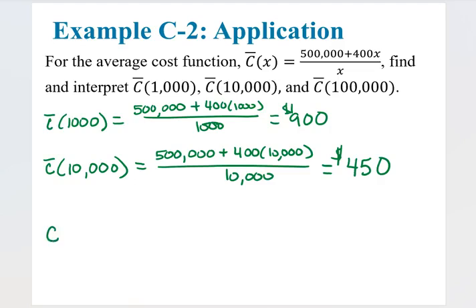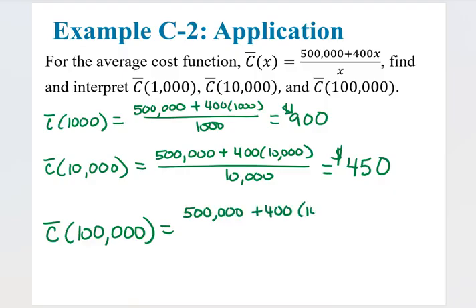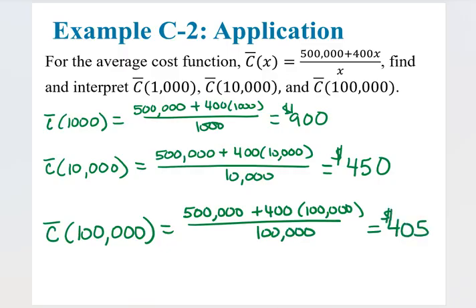All right, and the average cost at 100,000. So we're going to make 100,000 wheelchairs every month. Just repeat the process: take that average cost function, plug in 100,000 this time, and divide by 100,000. When you put that in there, you get 405. So if I make 100,000 wheelchairs every month, I can charge $405 and I would break even.